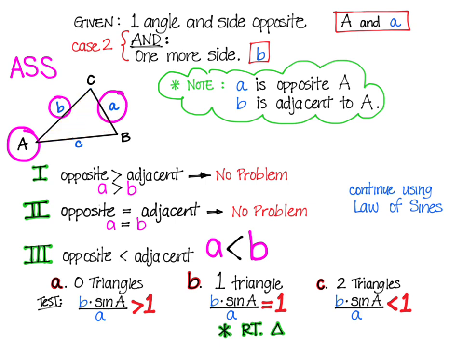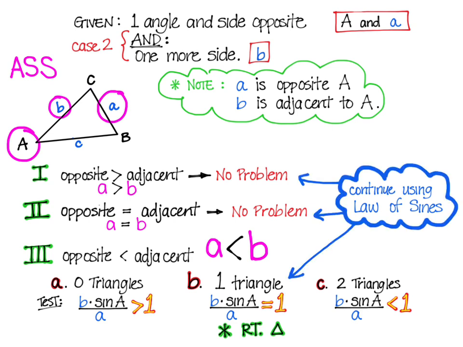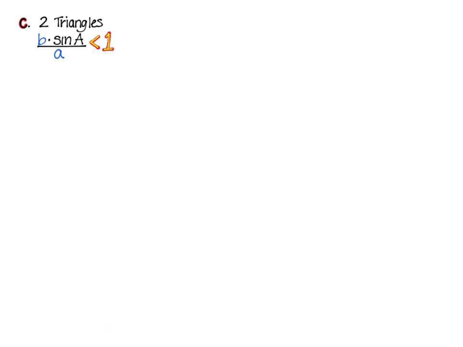Okay, well, let's see what happens. What would make that happen? For the no problem ones, you just use law of sines. But what about this case right here? Case C. Case A doesn't matter. We do this, there's no triangle. So we're really interested in this case. So here we go. What happens when it is case C?